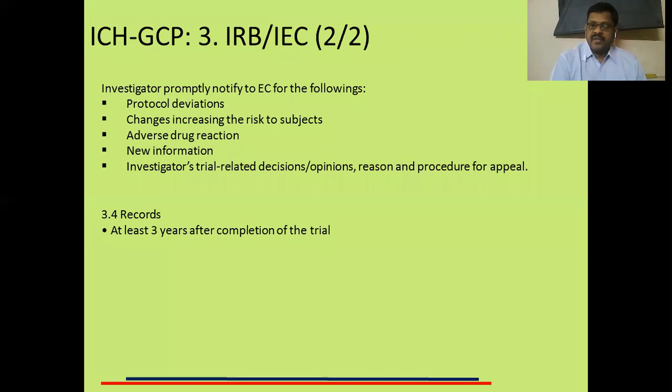And recording of the proceedings is also an important role of IRB and IEC. At least 3 years after completion of the trial, we have to maintain all the records related to the clinical trial. At least 3 years after completion of the trial, we also have to maintain our documents.